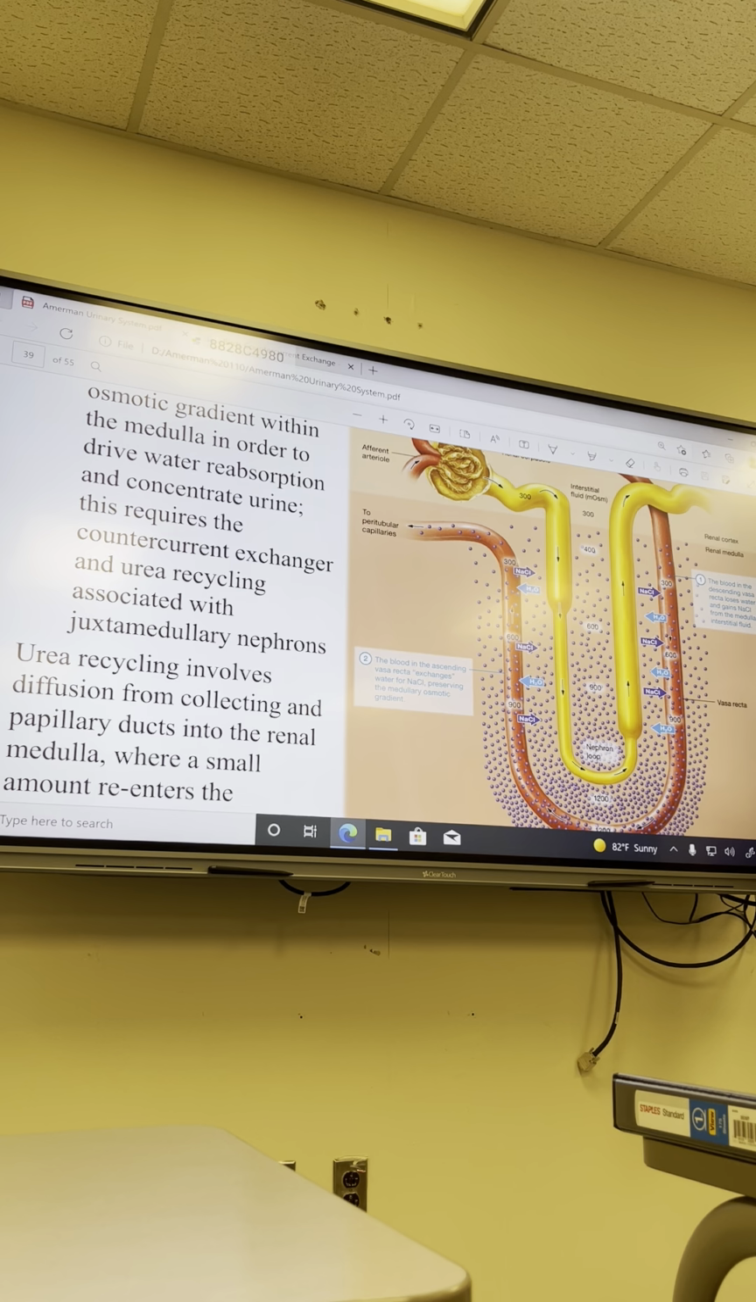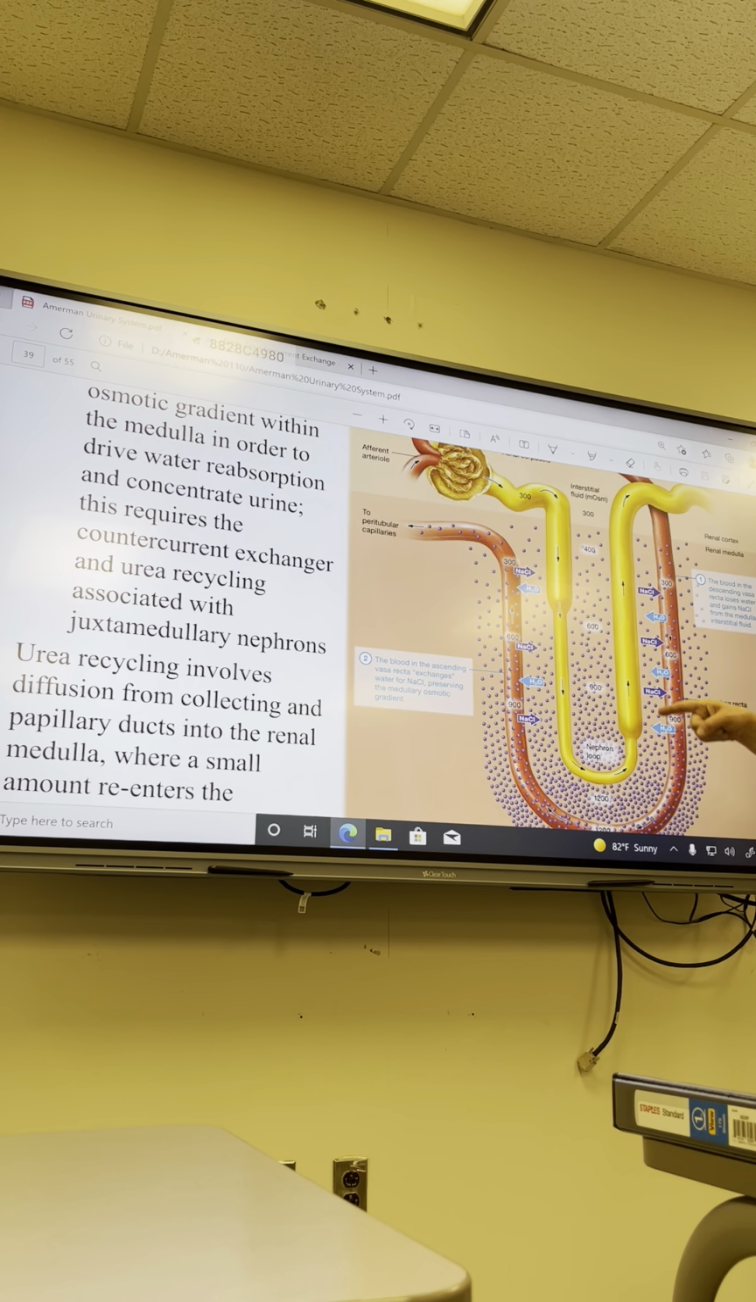So by the time that we get down to the bottom, we've lost maybe another 10 or 15% of the volume. Remember, we lost 70% already in the proximal tube. We're going to lose another maybe 15% or so by the time we get down to the bottom. Another 15% of the fluid drawn out. So by the time we're at the bottom, the filtrate itself is going to be just as hypertonic as the surrounding area, which means it's going to be extremely hypertonic down here.